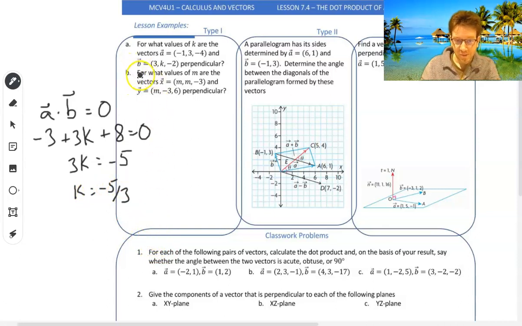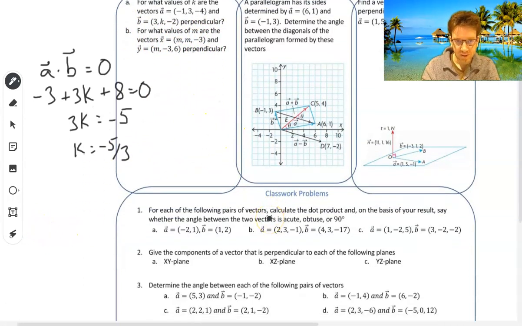Now the next one, part B, says for what values of m are these vectors perpendicular? Okay, so just scroll down a bit. Let's do the dot product between x and y, and we'll set it equal to 0 since they're perpendicular, and we get m squared plus or minus 3m, and then minus 18 equals 0.